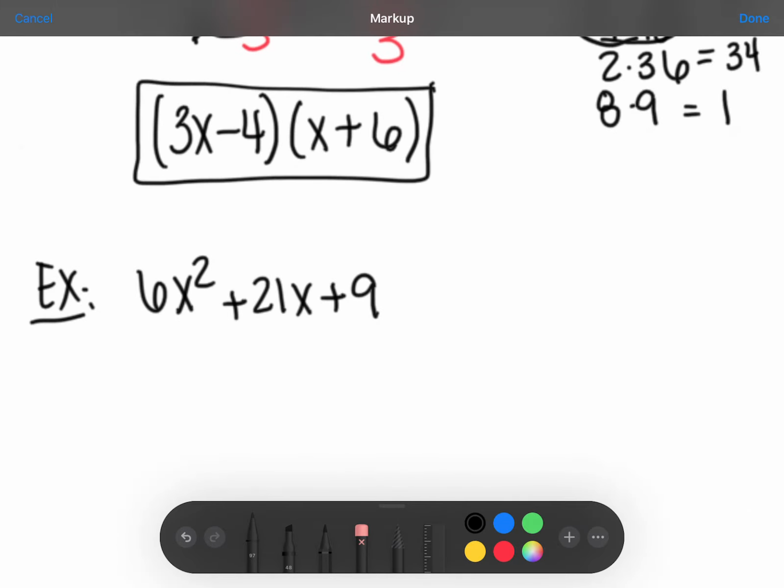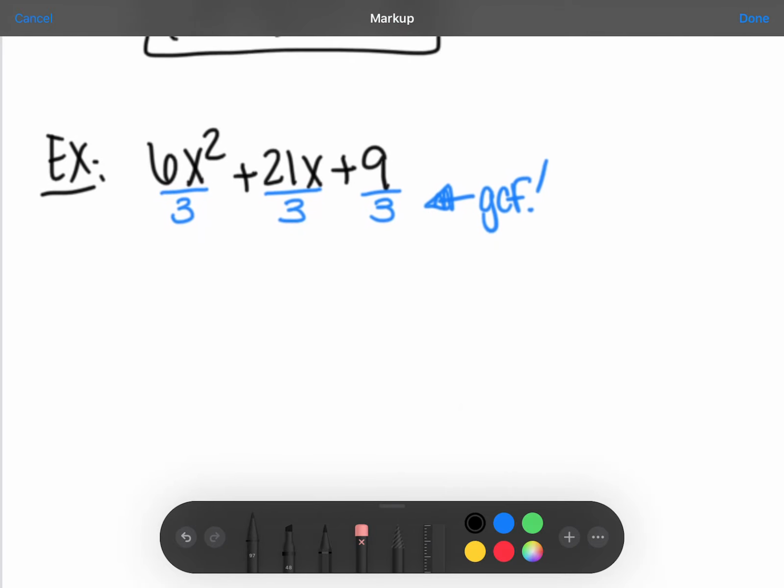How about 6, 21, and 9? Is there a GCF? Is there something I can divide or take out of 6, 21, and 9? If you said yes, you are correct. I can divide everything by a 3. So that is my GCF. So this problem has a GCF. Oh boy. If I didn't take the GCF out at the beginning, I would have had an incorrect answer. All right, so this would give me 2x squared plus 7x plus 3. So that makes my problem a lot smaller to work with.